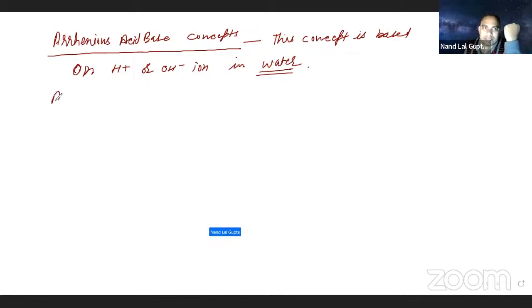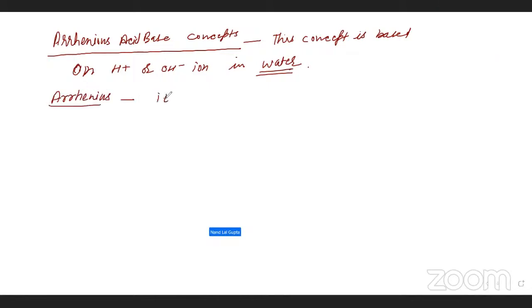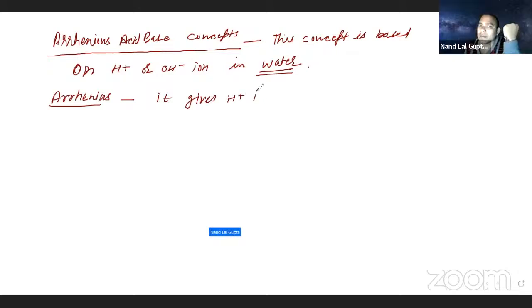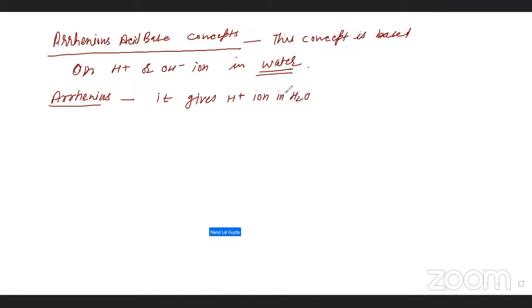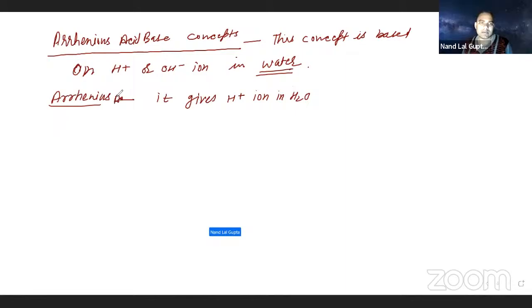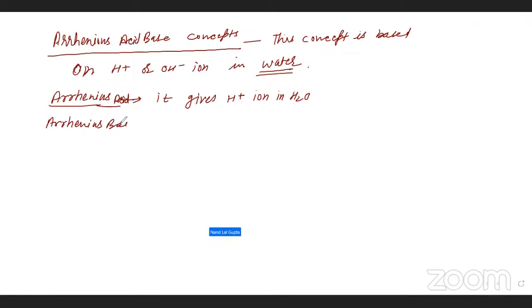What is the Arrhenius acid? If you talk about Arrhenius acid, it gives H plus ion in water. This is the Arrhenius acid, right? Next, what will be the Arrhenius base? You write here the Arrhenius base. Can you write? Write down here.